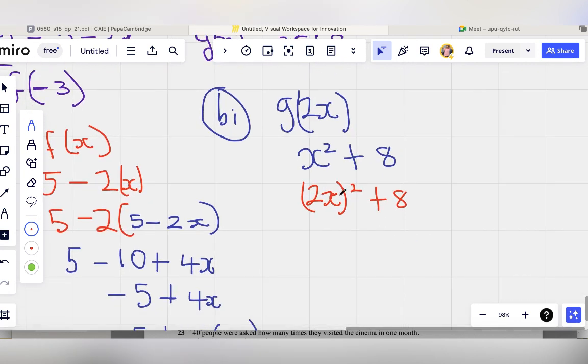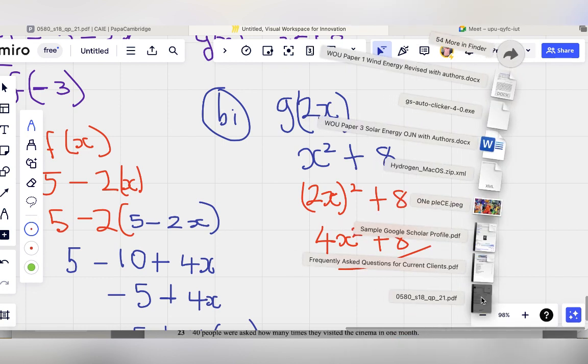So 2 squared is 4, x squared is x squared. So you get 4x squared plus 8. That's all. They don't want you to do any other thing. They just want you to do this. So that's it. We have 4x squared plus 8. We go to our question and write the answer there.